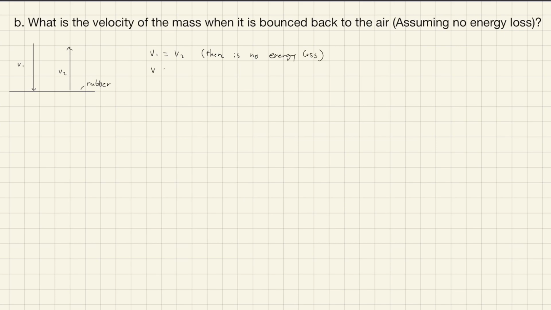Therefore, we can use the equation for gravitational potential energy and kinetic energy and create the equation square root of 2gh to find velocity. This comes out to 7.7 meters per second.